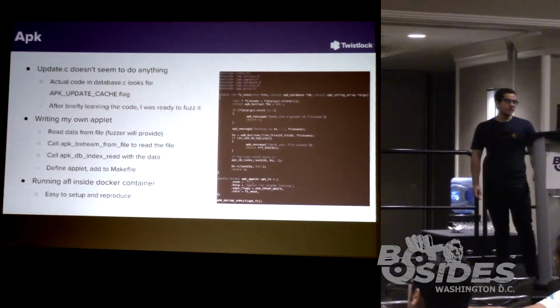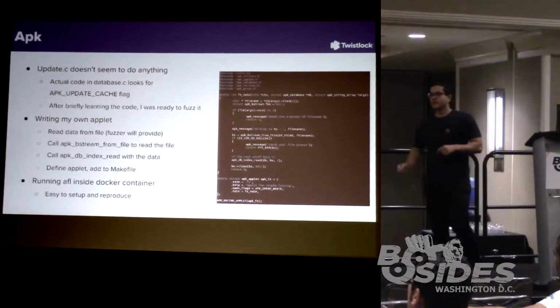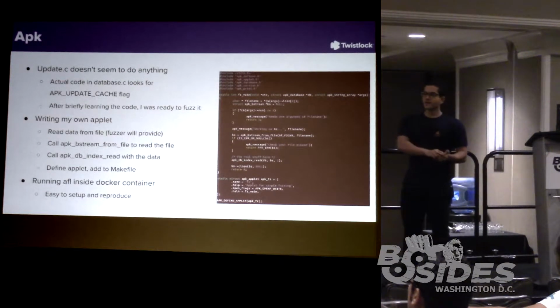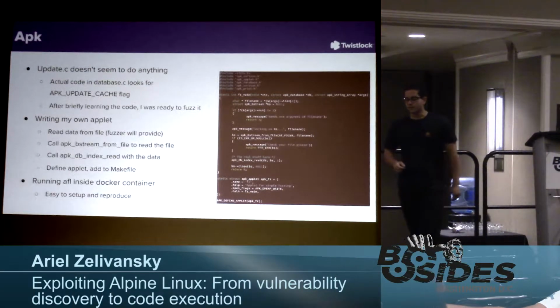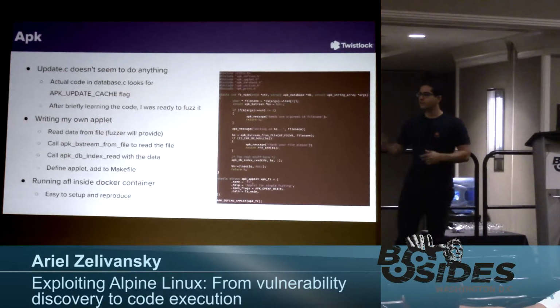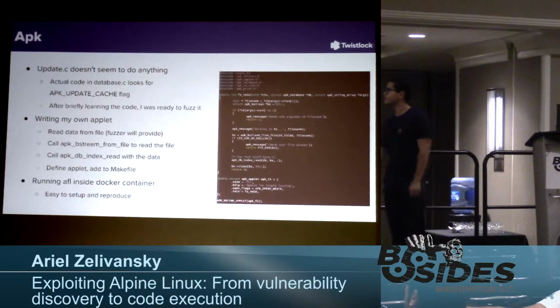And I found it in a file called database.c, which has a function that's called from the main function. What it does, in essence, is just update the repository cache, like go to the remote repository, download the APK index, and parse it, and do everything that I'm looking for.